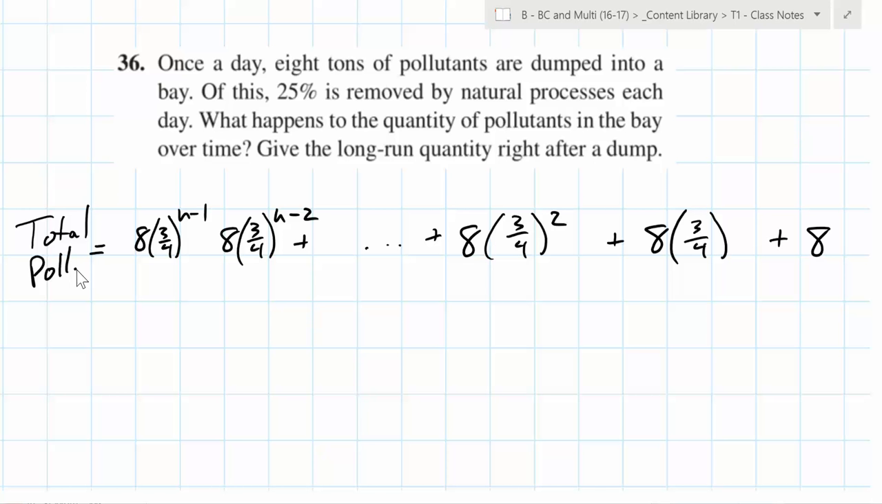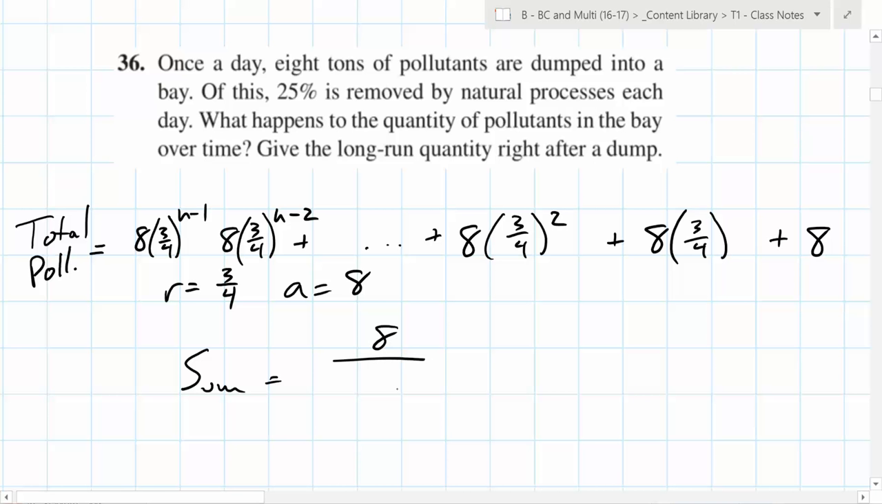The maximum amount of pollutants that could be in there. What do you do here? What's the A value? What's the R value? 3/4, 0.75. In this case, and again, it's not written in the proper way, but this is how we wrote it first. What's the A value? 8. It gets smaller, right? So what's the sum going to be? 8 over what? 3/4. So it's 8 over a quarter, so it's what?